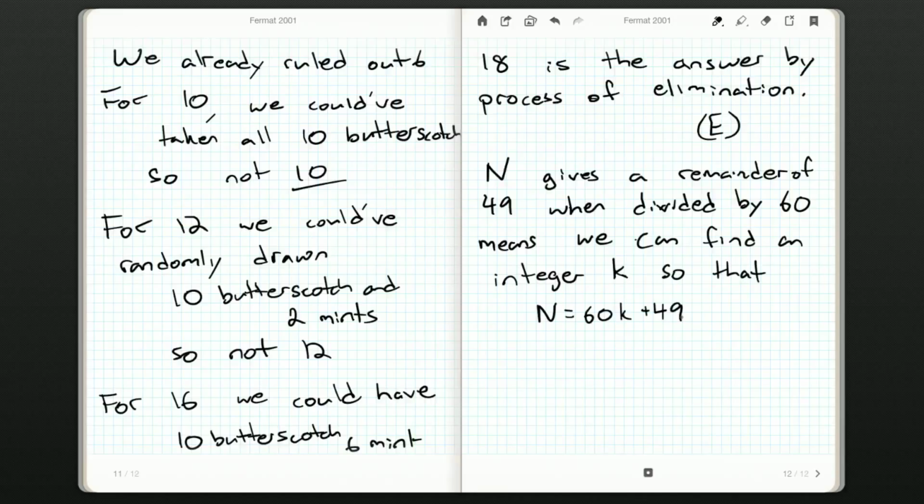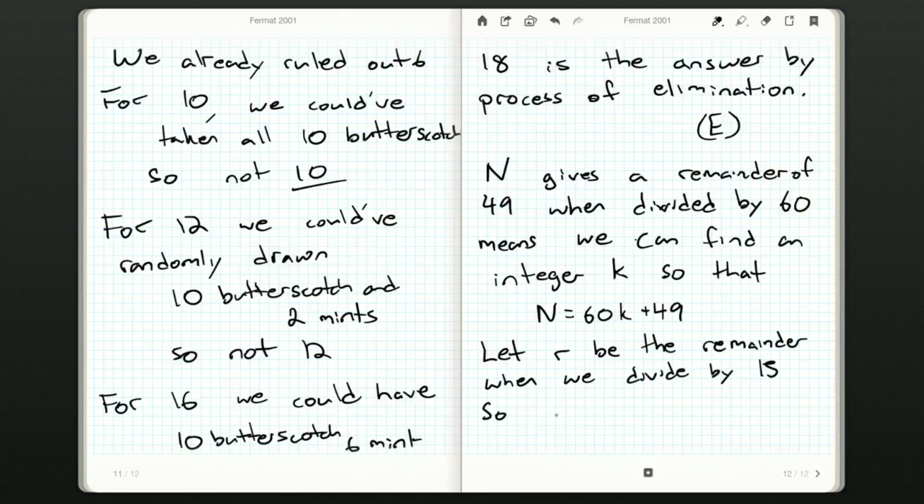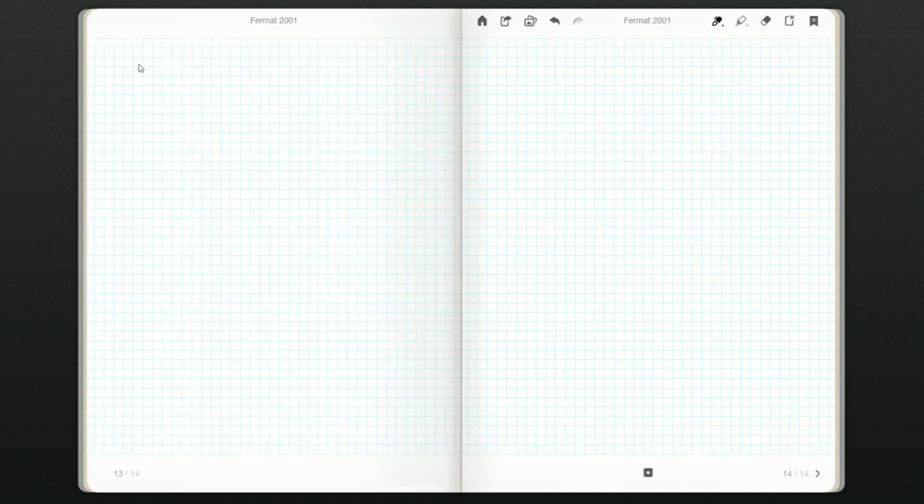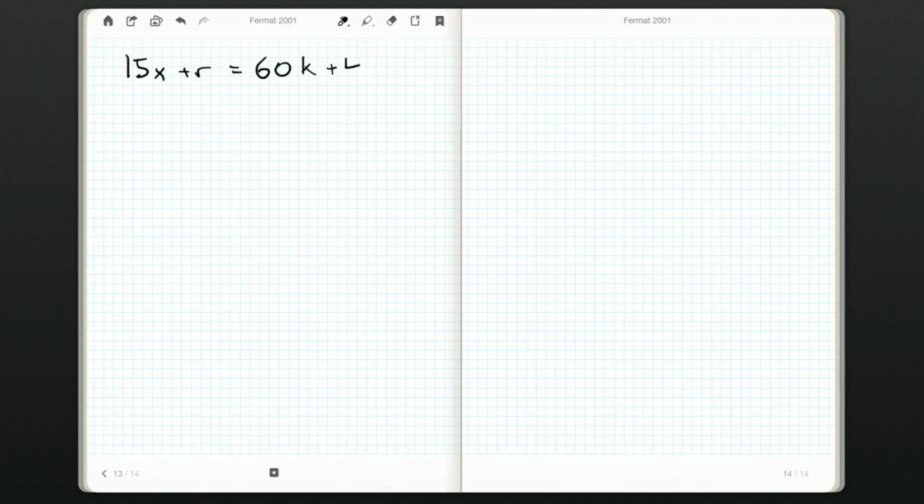Okay? Now if we were to divide by 15, so let's call the remainder when we divide by 15 r. We call that 15x plus r for some integer x. Okay, we don't know what x is, we don't know what k is. We have none of this information. But we have two expressions for n. Whenever I see two expressions for the same thing, I often like to equate them. Just an instinct you pick up. So 15x plus r is the same as 60k plus 49.